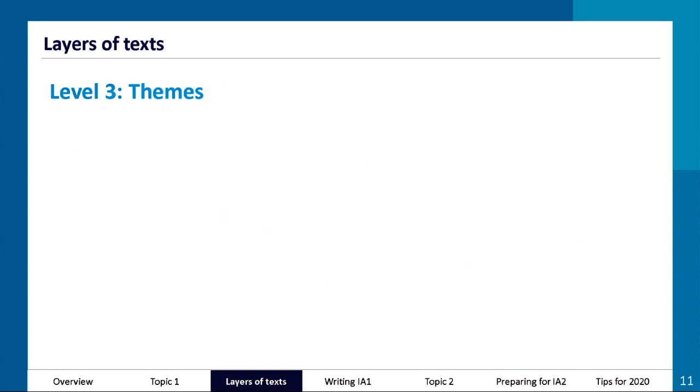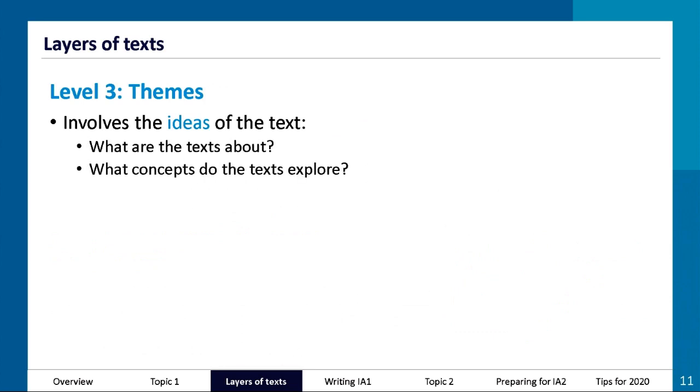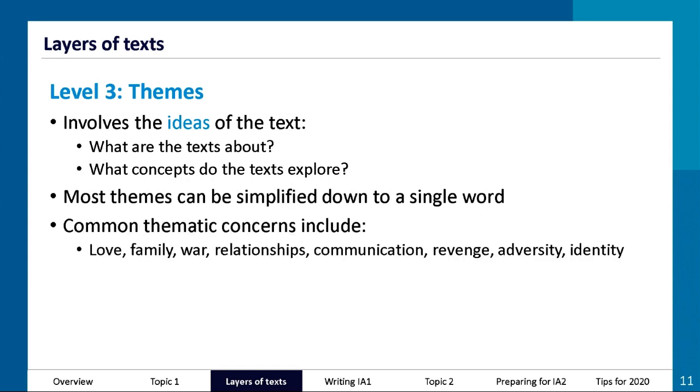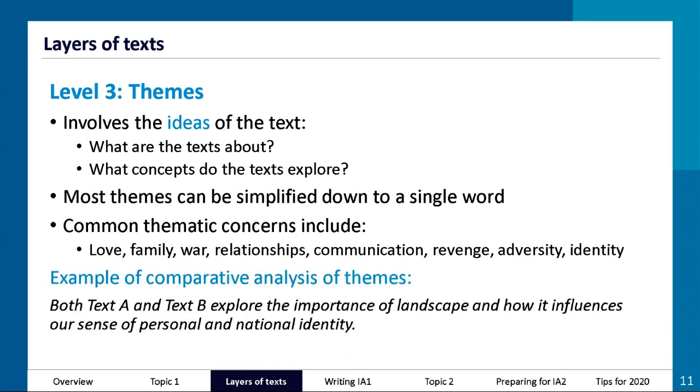Next, themes. Themes are the ideas of a text. What are the texts about? What concepts do the texts explore? Typically, you can condense themes down to single words, and this is a big difference between themes and views and values concerns. A theme would be something like love, family, war, relationships, etc. Basic ideas, you will hopefully have covered these in earlier years of English study as well for different books. For example, both text A and text B explore the importance of landscape and how it influences our sense of personal and national identity.